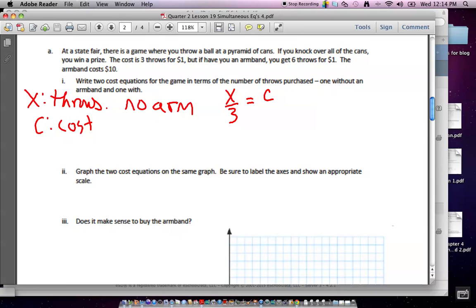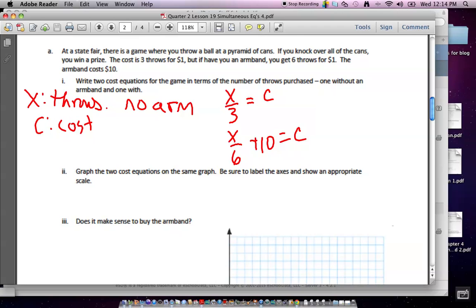Now, what if you have an armband? If you had an armband, then you get 6 throws for $1. But it costs you $10 for the armband. So it's x divided by 6 plus 10 is equal to the cost. Do you add 10 and 1? What do you mean add 10 and 1? Well, let's say you threw 6 balls with this. It would be $11 because you divide the 6 by 6, that's $1, and then you add the $10 for the armband.